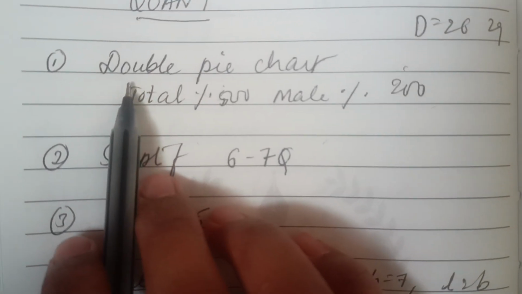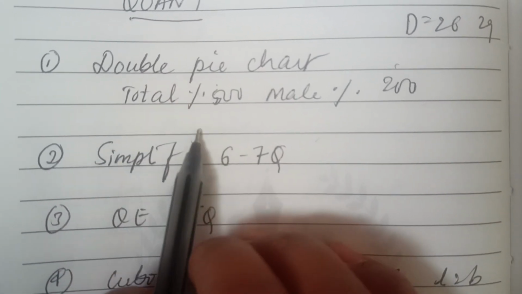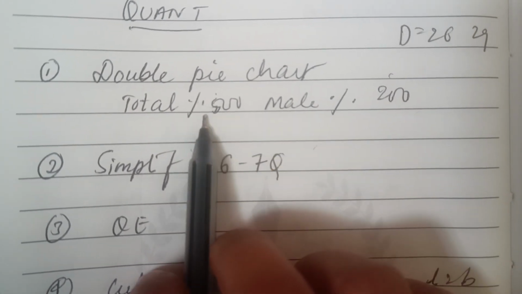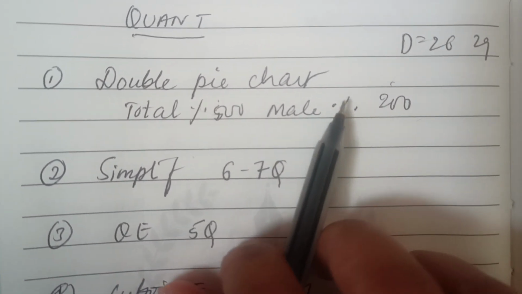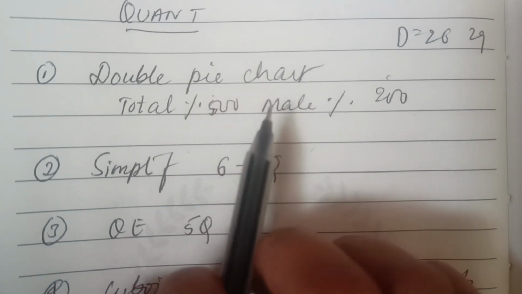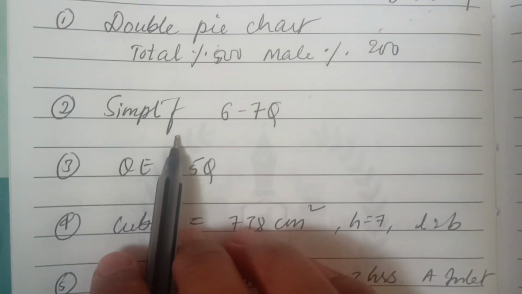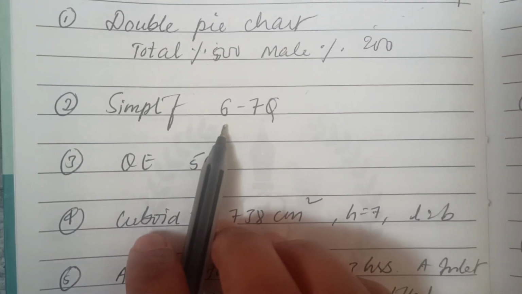There was one double pie chart DI where they had given the total percentage of male and female, and a percentage of male. This is out of a total of 500 and this is of 200. These questions were easy, but the last two questions I felt were quite difficult because they were lengthy. Then there were 6 to 7 simplification questions, and I think they were easy.